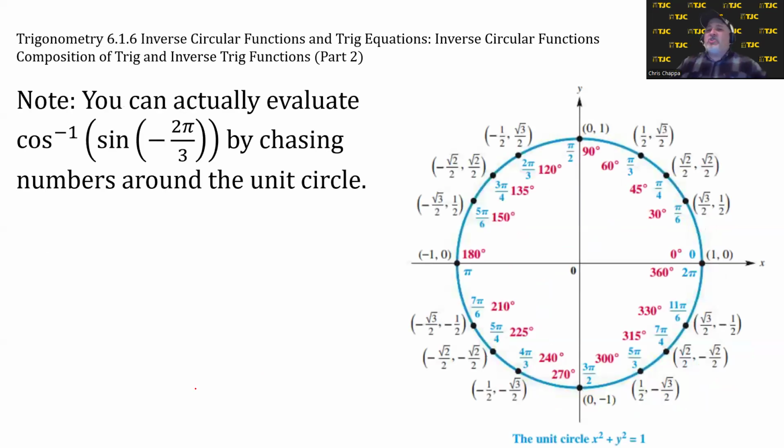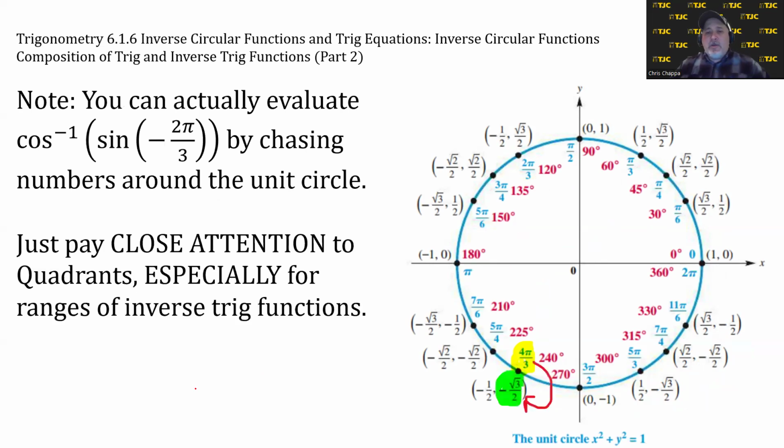As you can tell, we can just chase numbers around the unit circle sometimes. We started at negative 2 pi over 3. We found its sine. Pay attention to quadrants, because when we go into the inverse trig function, we have to pay attention that we're in quadrant 2. And we're doing cosine, so it's the x-coordinate, and then that brings us to 5 pi over 6.